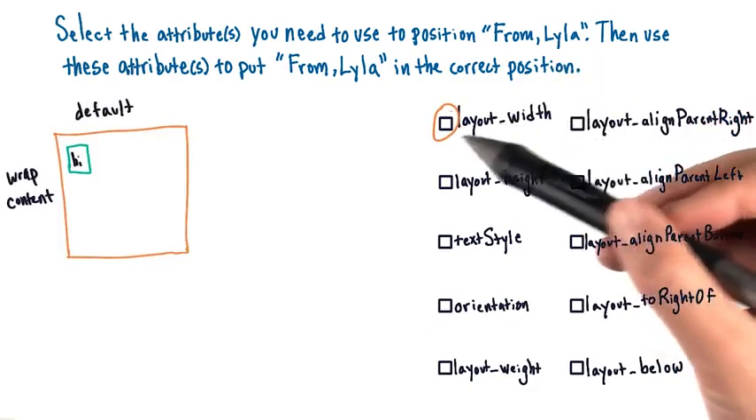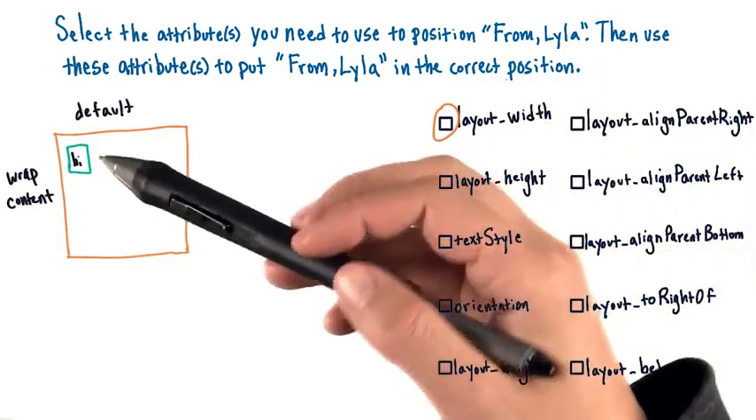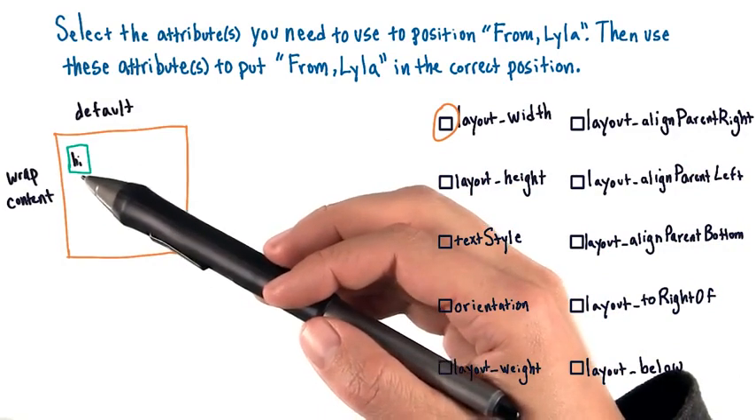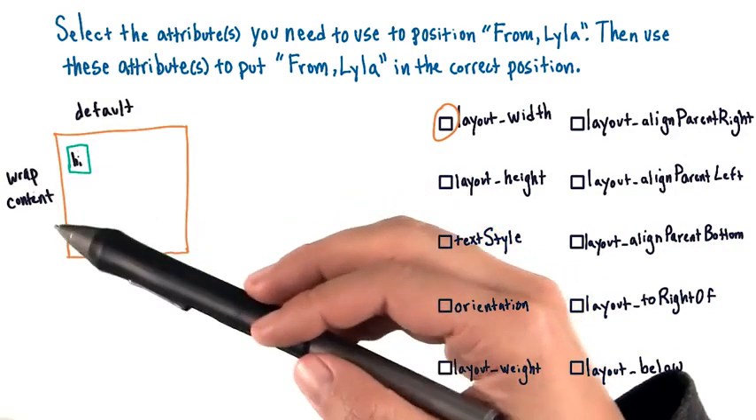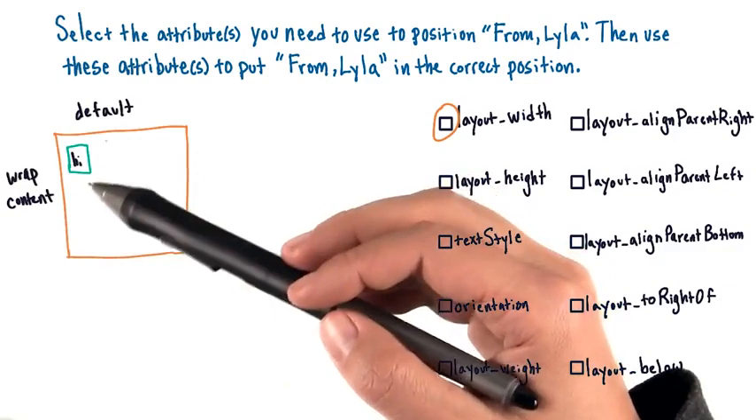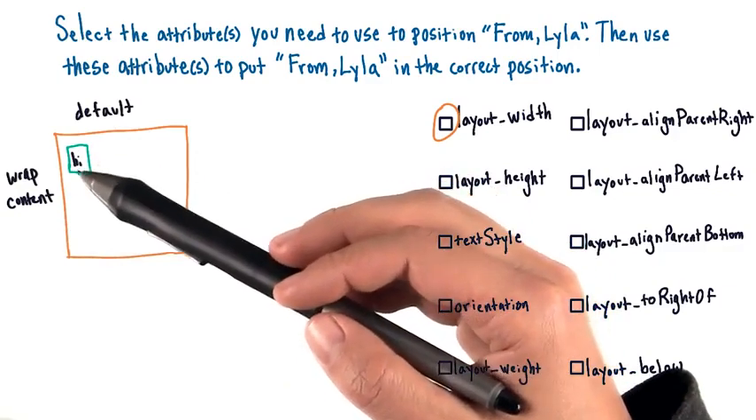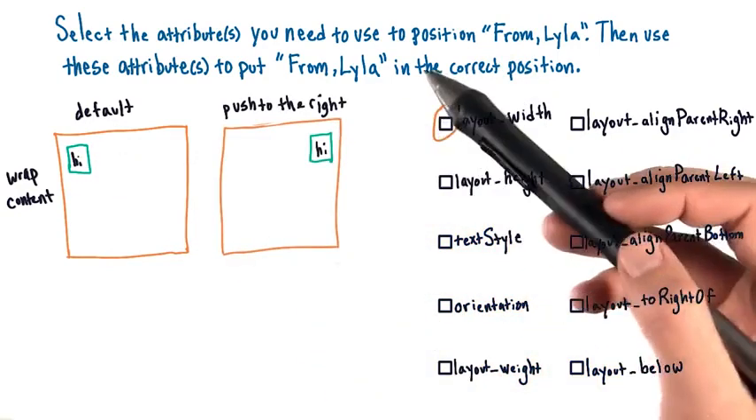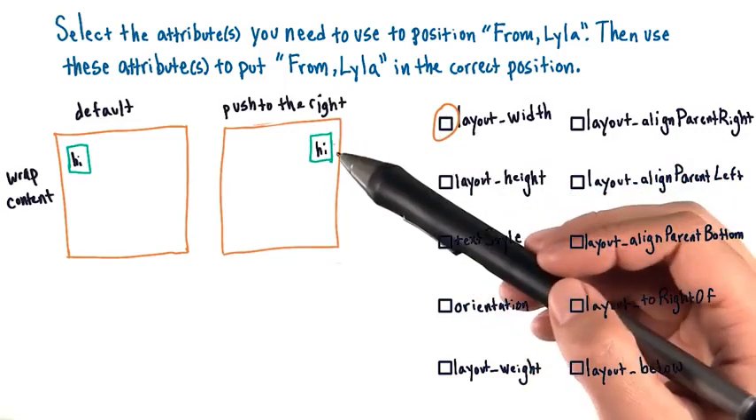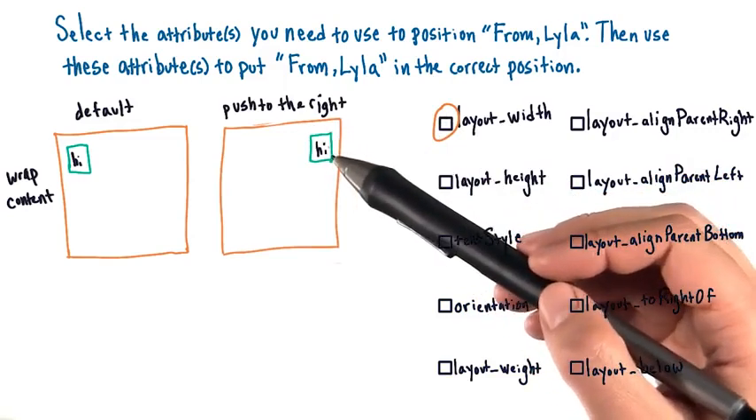For example, let's talk about layout width. Suppose that I have a text box that says hi, and I set the layout width to be wrap content. By default, this will just stick that text box into the upper left-hand corner. Then, if I use another attribute to push it over to the right, the text box will be here.